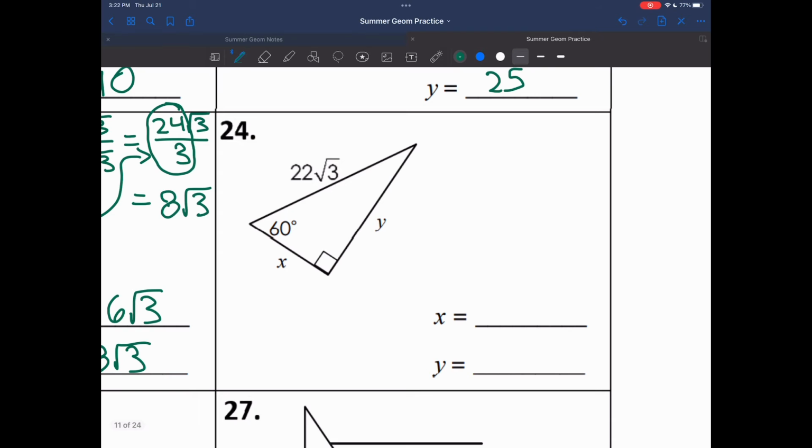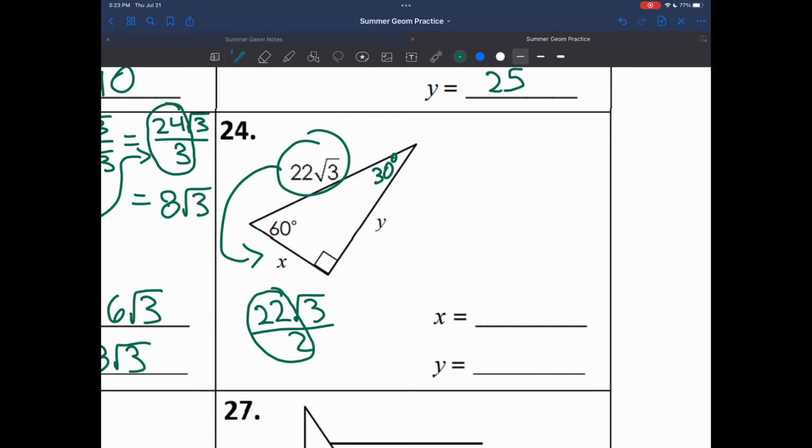Okay, number 24. We've got a 30, 60, 90. Let's see. So if our 30-degree angle is here, that means this is our short leg, and they don't give it to us, but they do give us our hypotenuse. So this one's going to be relatively easy because we know we can just take this and cut it in half, divided by 2, to get our short leg. So think about that. You've got 22 square root 3, and we want to just divide it by 2. So really you can just do the 22 divided by 2 part, which is going to give you 11 square root 3. So that is going to be the length of our short leg, 11 square root 3.